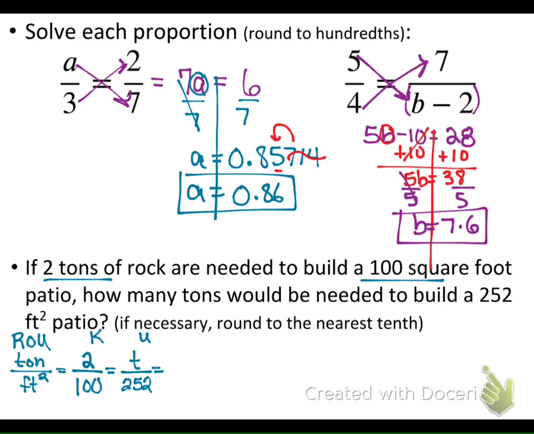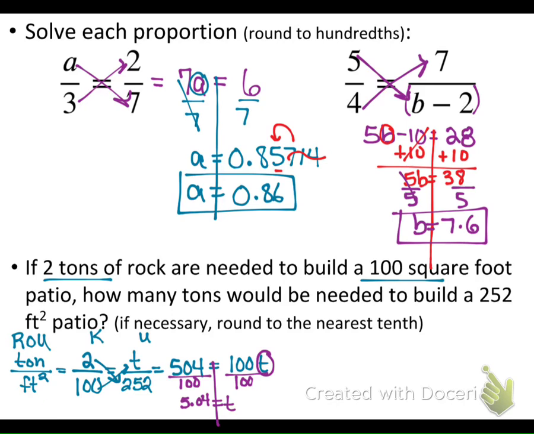So now we have our proportion and we solve this as normal. So we're going to cross multiply. What's 2 times 252? Say again. 504. Is that right? Okay. And then if I cross multiply the other way, I get 100T. And then we solve as normal. So what'd you say? 5.4 tons. So 5.04. And we're going to round that to the nearest tenth.